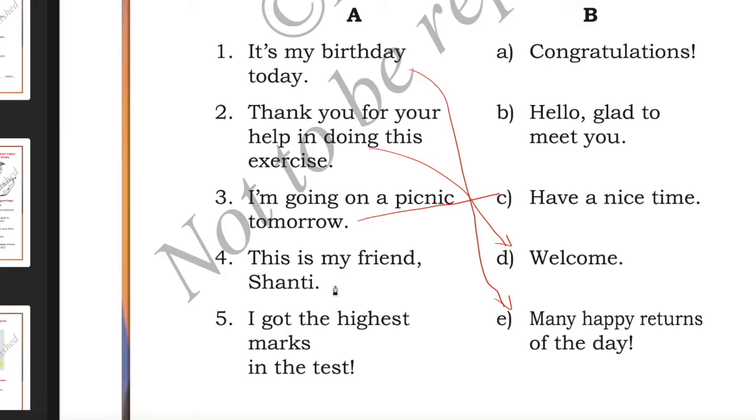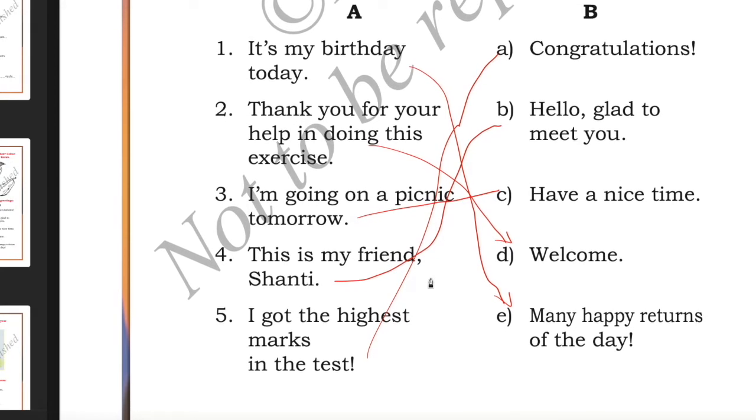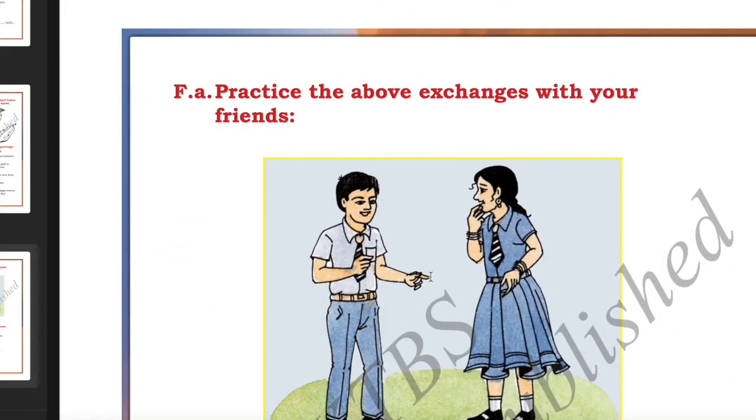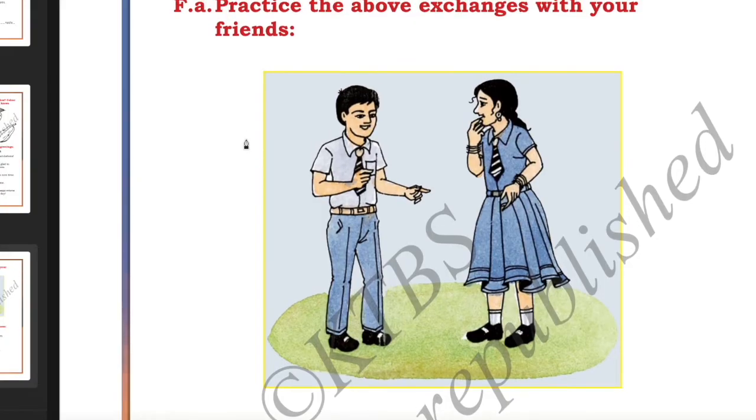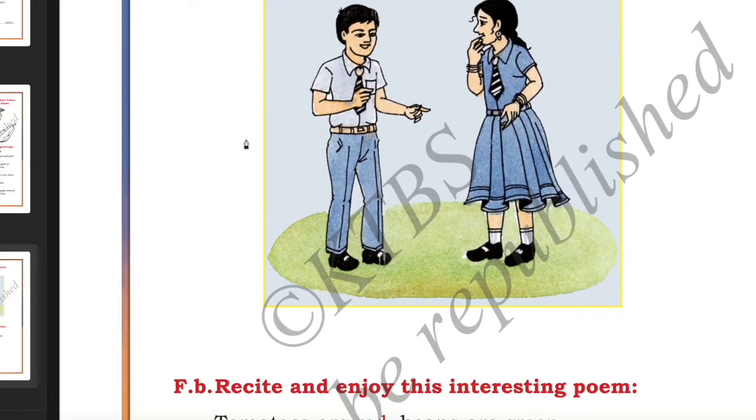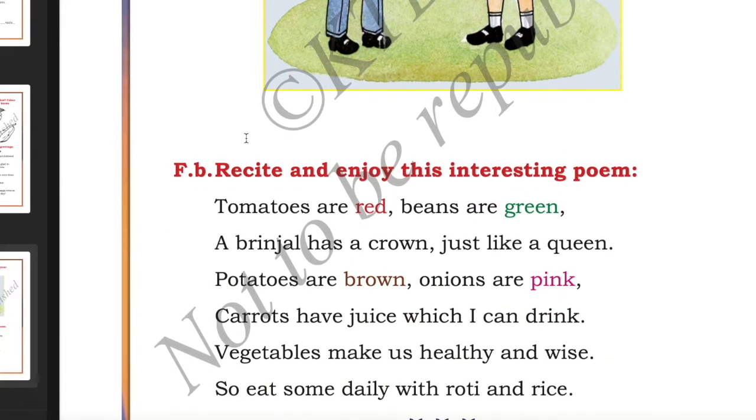This is my friend Shanti. When somebody is introduced to you, you can say, hello, glad to meet you. I got the highest marks in the test. Congratulations. Okay, so these are the matchings of occasions to greetings. Finally, we need to practice the above exchanges with your friends. Okay, so just pair up yourselves and practice the exchanges.